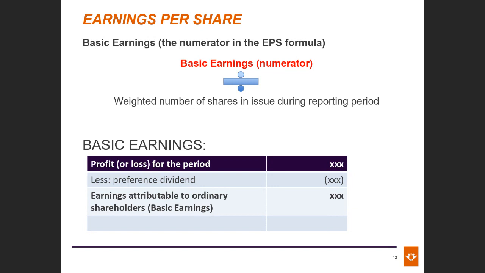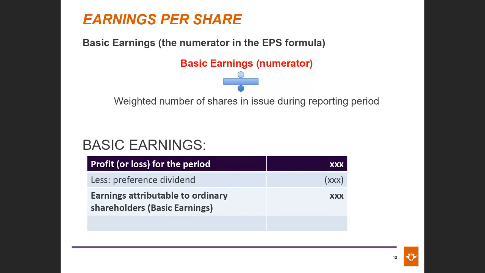Preference shareholders have more rights than ordinary shareholders. So in the event that the company is liquidated, preference shareholders are paid first before ordinary shareholders. Okay, so preference shareholders have preference over ordinary shareholders in the event of liquidation and also when dividends are paid.